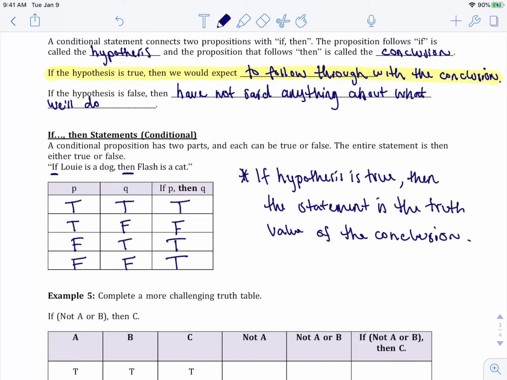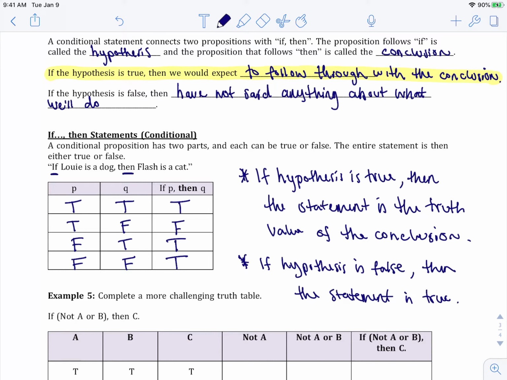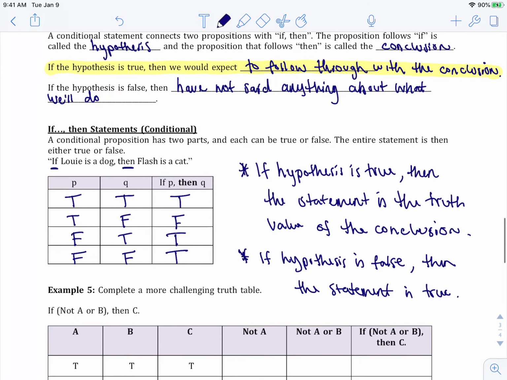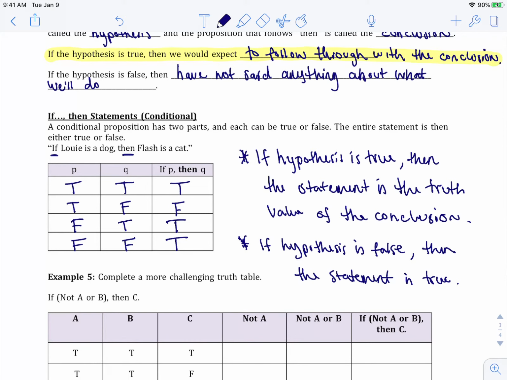Okay, then if the hypothesis is false, then the statement is true. Because you just don't have any information. It could be whatever, you have no idea what people are going to do or what's going to happen. All rules of logic have been thrown out the window if my hypothesis is false.